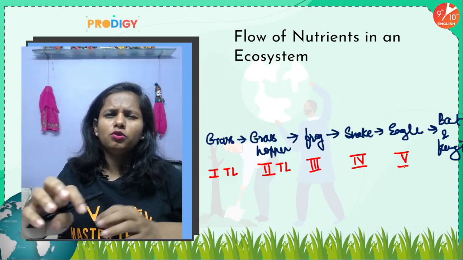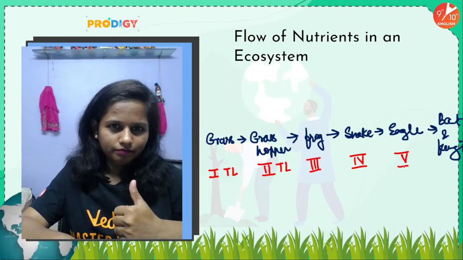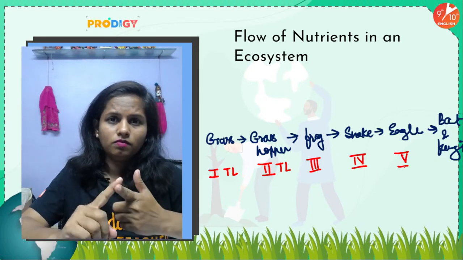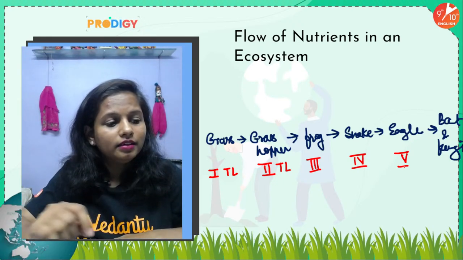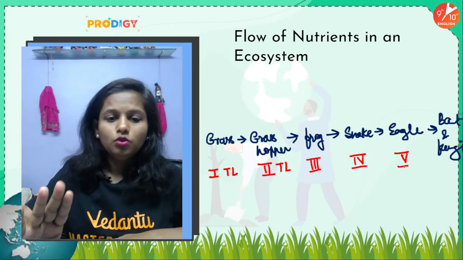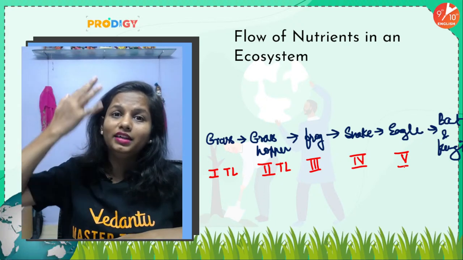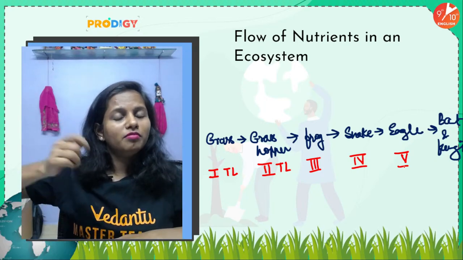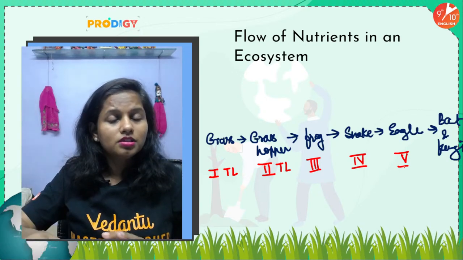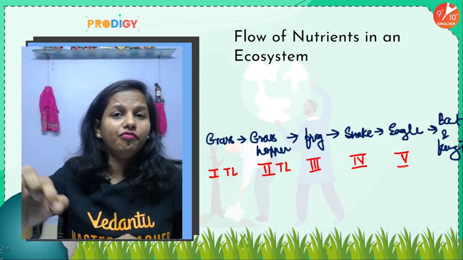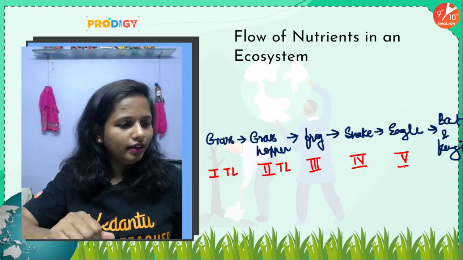No. Suppose if grass dries and it dies, its dead body will be decomposed by bacteria and fungi. Similarly, if a grasshopper dies, or maybe a frog dies, or even a snake or eagle dies, even their dead bodies will be decomposed by bacteria and fungi. So whether it's the first trophic level or the last trophic level, any organism existing at any of these trophic levels, if they die, their dead bodies will be acted upon by bacteria and fungi. And that's the reason why bacteria and fungi, basically the decomposers, are considered to be a part of every trophic level. Understood?